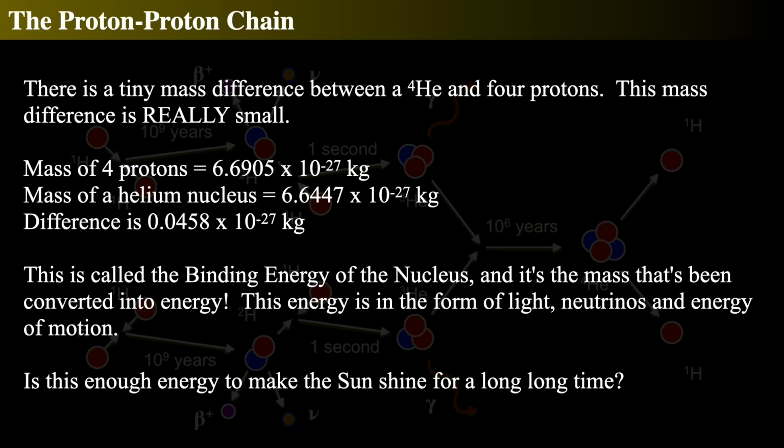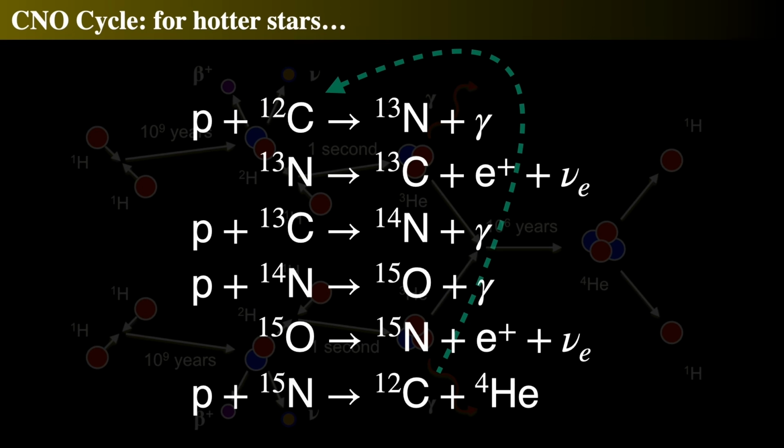So the proton-proton chain is a way of actually, so the mass difference is extraordinarily small. Is that enough to make the sun shine for a very, very long time? The mass difference is tiny. That's called the binding energy of the nucleus. It's a tiny amount of energy that's released, and there's a huge amount that's happening. But is that enough energy to make the sun last long? So let's actually analyze it.